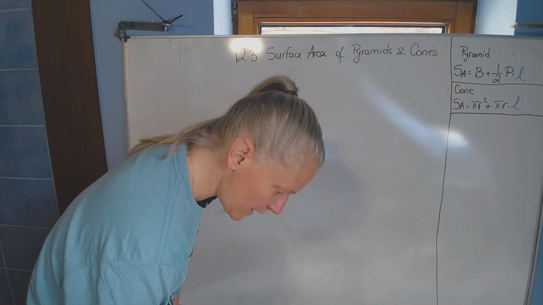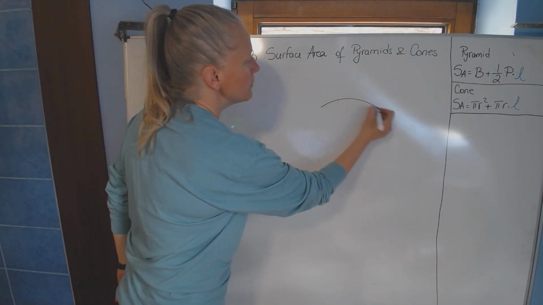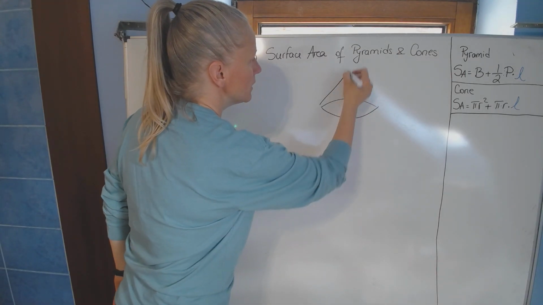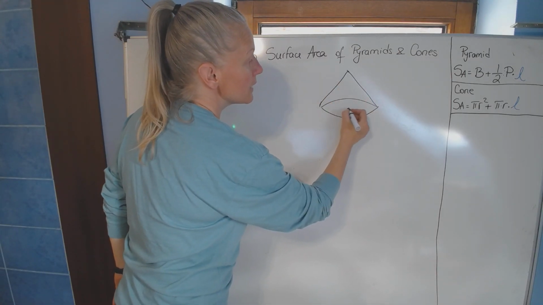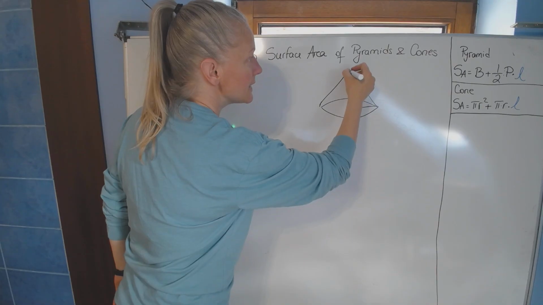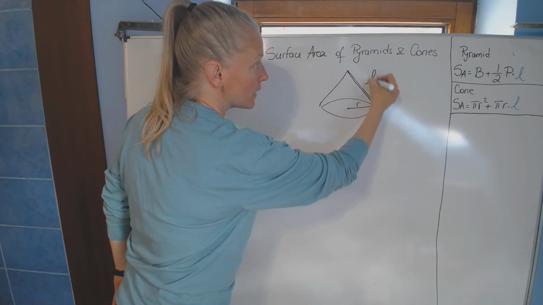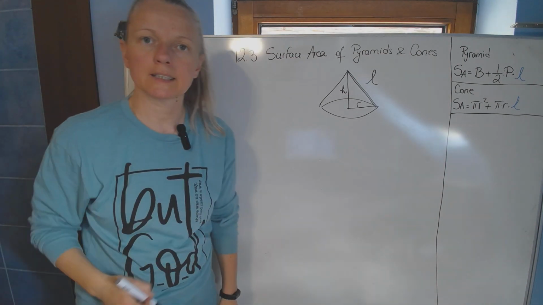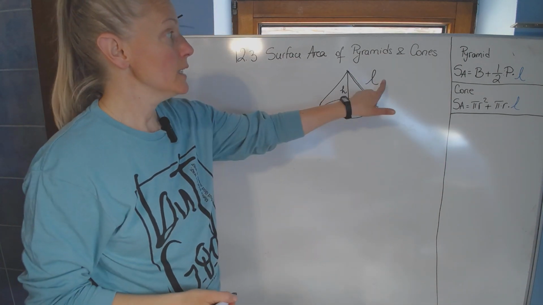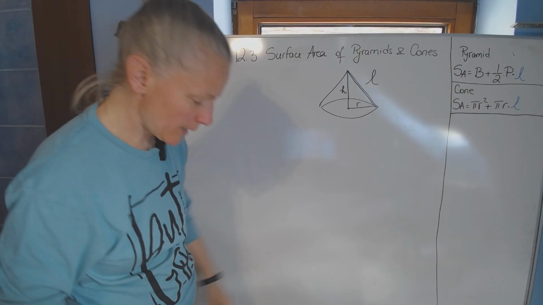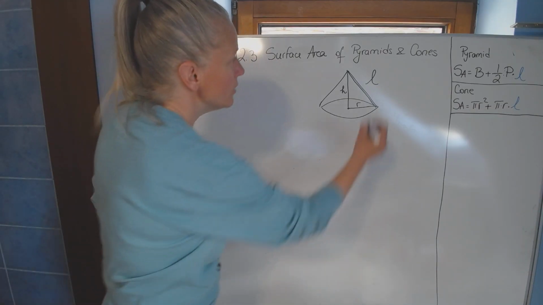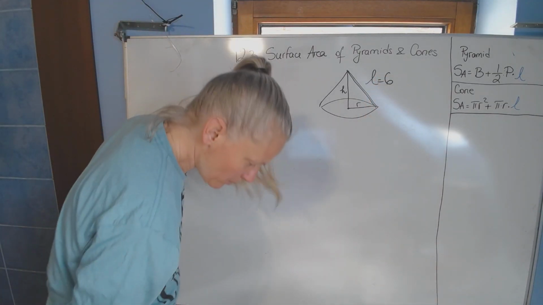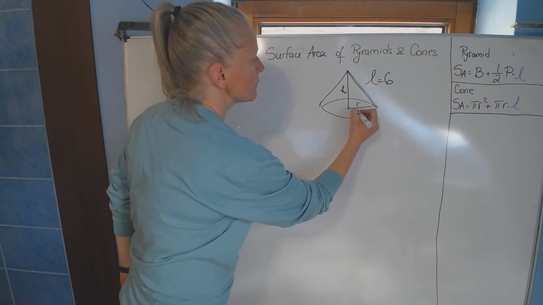Example 3 says this. Find the surface area of the right cone. Let me go ahead and draw the cone. This is our cone. A cone has a radius and it has a slant height. This is your L. It also has a height that we're going to use in the next lesson when we learn volumes. But for now, this is what we care about, that L, okay? And here's what they tell us in here. My L is 6 in example 3, and my radius is 4.